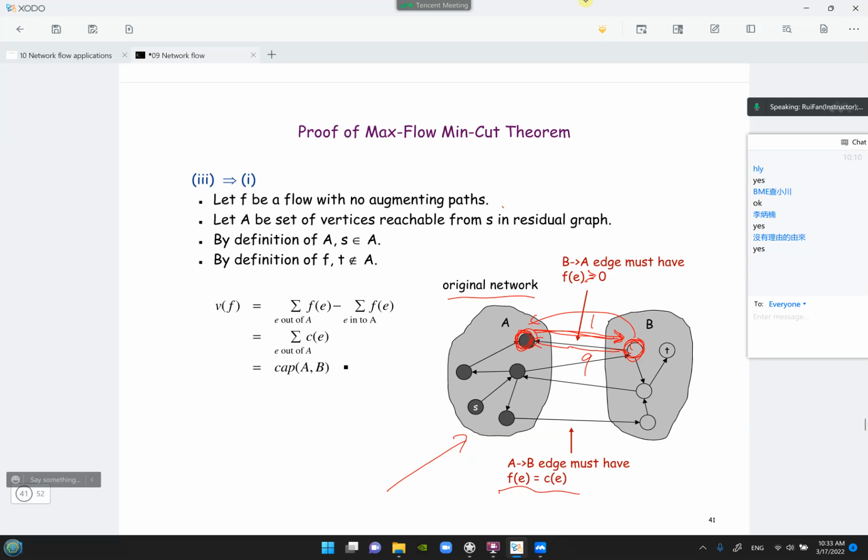Because this node is actually not reachable, this means that there is no additional backwards edge, and the only case where you don't have a backwards edge is when your flow is 0 on that edge. So therefore, we've shown these two properties: on all of these A to B edges, the flow is equal to the capacity, and on all of the B to A edges, the flow is 0.